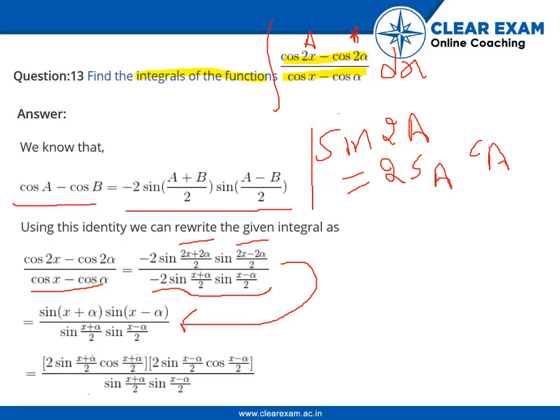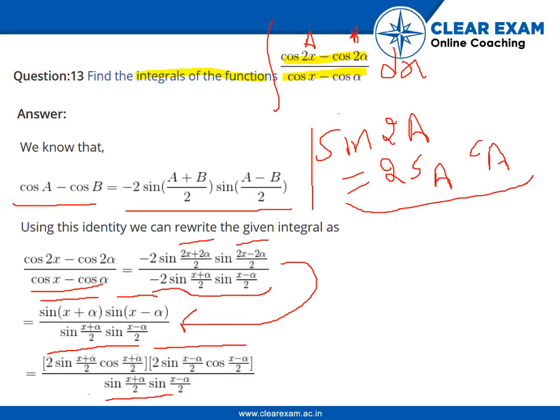Now what should be our next step? Now we again break sin(x plus a) and sin(x minus a) into simpler terms with the help of this identity. So sin(x plus alpha) can be assumed as sin 2a, so a will be (x plus a)/2. So what we get? Sin 2 into (x plus a)/2 gives us 2 sin((x plus a)/2) into cos((x plus a)/2). And similarly here 2 sin((x minus a)/2) cos((x minus a)/2) upon sin((x plus a)/2) sin((x minus a)/2), as it was given earlier.